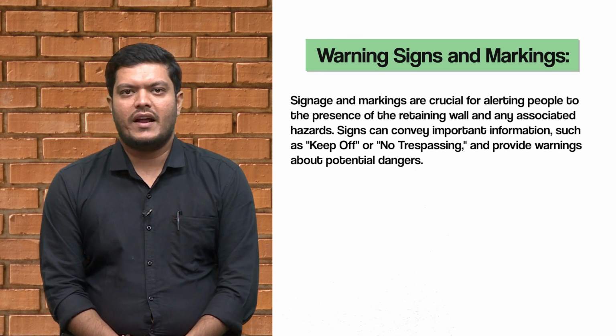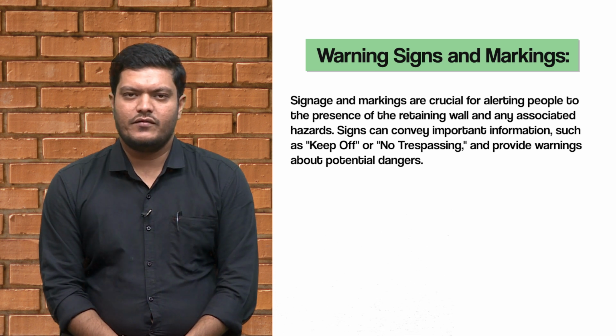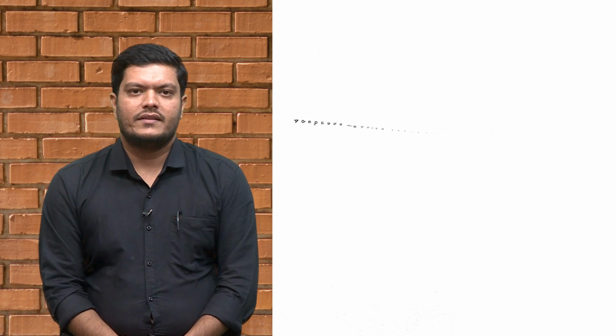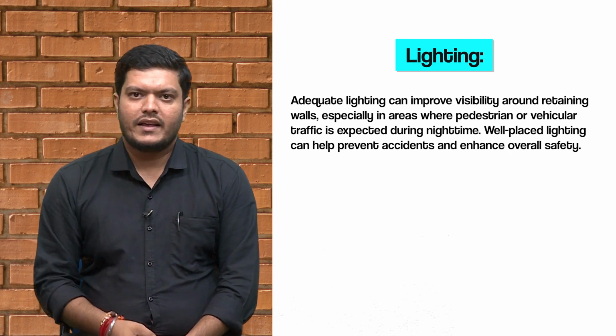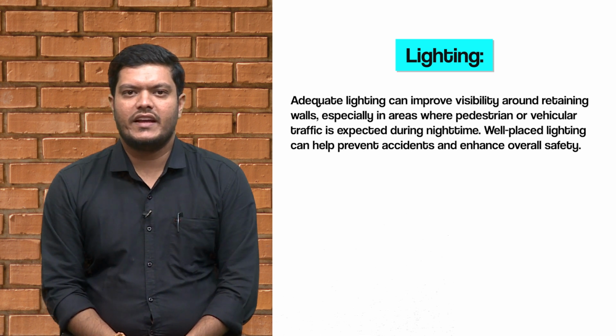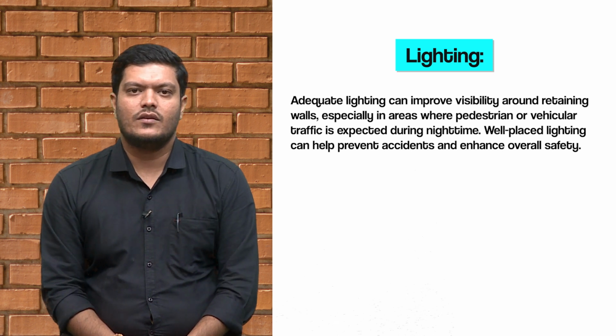Warning signs and markings. Signage and markings are crucial for alerting people to the presence of the retaining wall and any associated hazards. Signs can convey important information such as keep off or no trespassing and provide warnings about potential dangers. Lighting. Adequate lighting can improve visibility around retaining walls, especially in areas where pedestrian or vehicular traffic is expected during night time. Well-placed lighting can help prevent accidents and enhance overall safety.